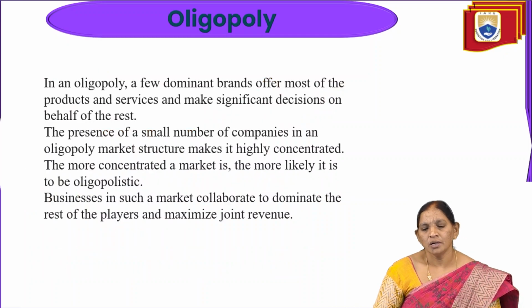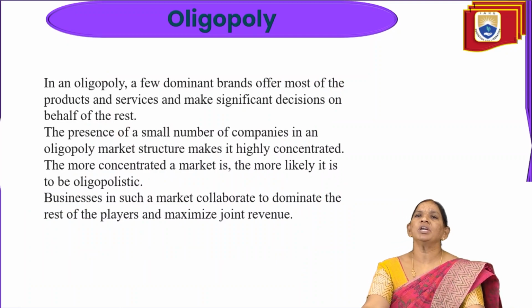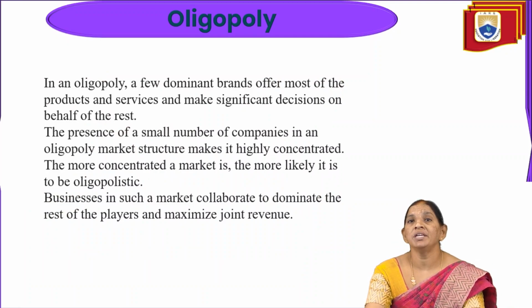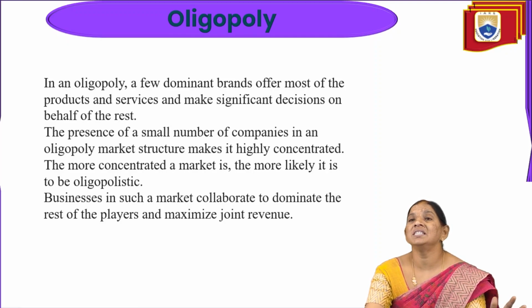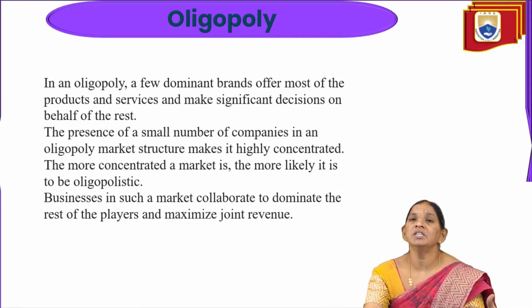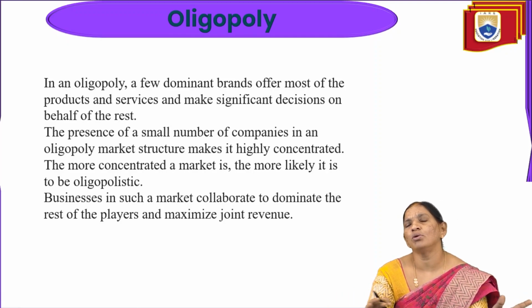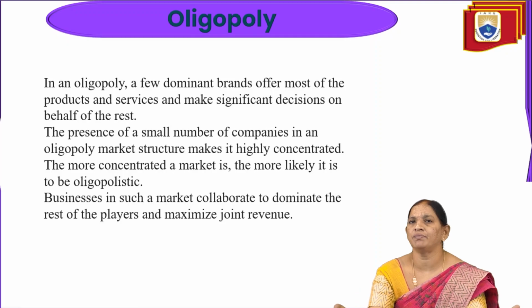And next, we can say that the oligopoly will have dominant brands, where most of the products and services have significant decision-making influence on behalf of the rest. Means they are the dominant firms. One firm will take decisions which will be followed by, or be depended on by, the other firms.